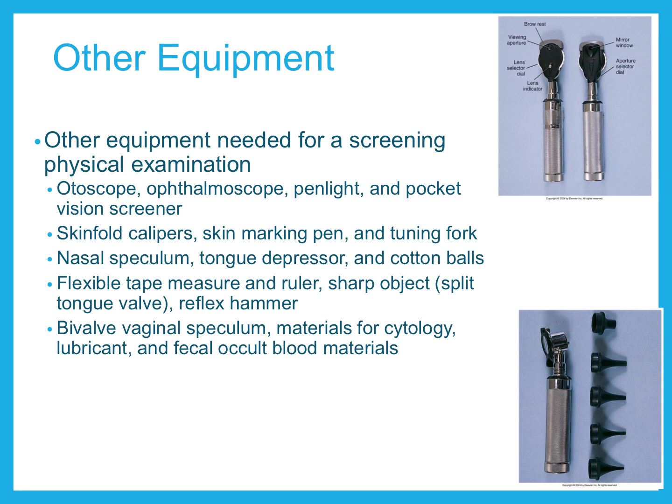We can use skin calipers to measure fat percentage of someone's body. We may use a skin marking pen, like in surgical areas or dermatology, to circle things that we need to pay attention to. A tuning fork helps with hearing exams. There's nasal speculums, tongue depressors, and cotton balls we will use. We'll use tape measures, rulers, a sharp and dull object, a reflex hammer, and then there's other special things depending on your unit.